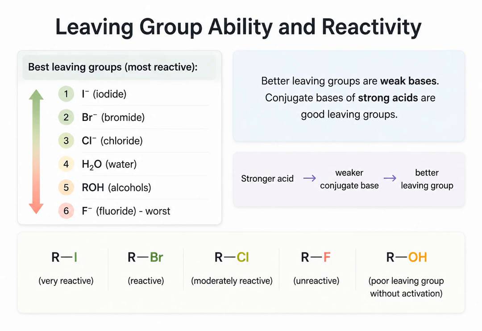A good leaving group is one that can stabilize negative charge well. In other words, it's the conjugate base of a strong acid. Iodide is the best leaving group because HI is a very strong acid. Bromide and chloride are also good. Fluoride is a terrible leaving group because HF is a weak acid, making fluoride a strong base that doesn't want to leave. Water and alcohols are moderate leaving groups. This is why we often need to activate alcohols by converting them to tosylates or mesylates to make them better leaving groups for substitution reactions.